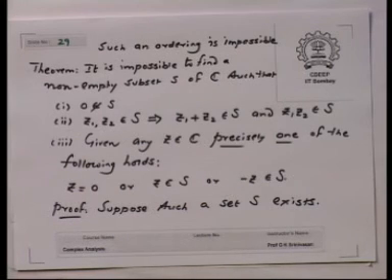It is impossible to find a non-empty subset S of C such that: first, 0 does not belong to S; second, Z1, Z2 belong to S implies Z1 plus Z2 belongs to S and Z1 Z2 belongs to S; third, given any Z in C, precisely one of the following holds: either Z is 0, or Z is in S, or minus Z is in S. It is not possible to find such a non-empty subset of C.